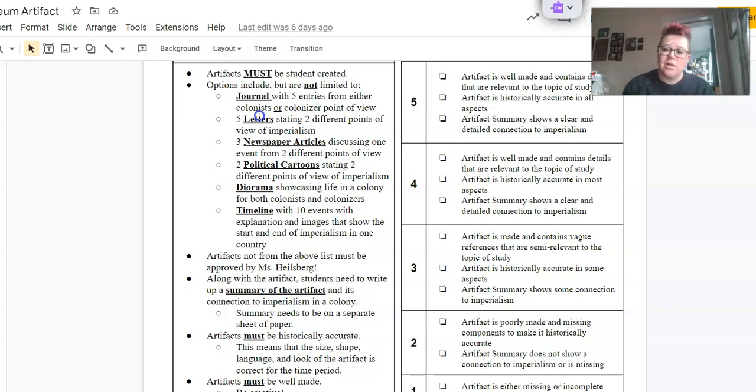And like we talked about in class, if you're not artistically inclined, please don't choose political cartoons, because if you draw me a bunch of stick figures, we're going to have a severe issue because your grade's going to be super low and you're going to be upset.